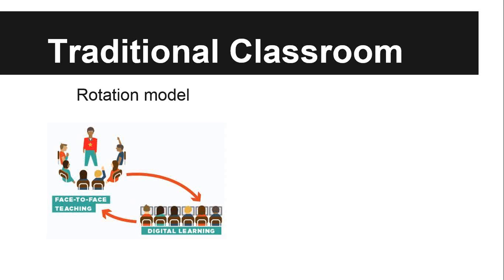One is called a rotation model, and this is used in many schools to help not only individualize the learning of the students using the computer programs, but also allow the teachers to work with smaller groups of students and be able to give more one-on-one attention to the students in their classroom. So how it works is a group, or maybe half the classroom, could be on these learning programs on the computers, and when they're doing that, the teacher can work directly with the rest of the class or a smaller group of students, and then they rotate.